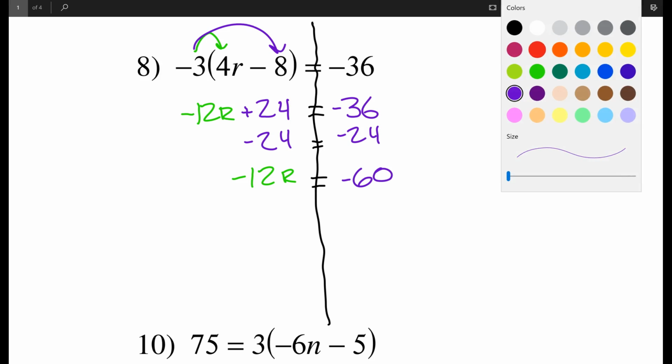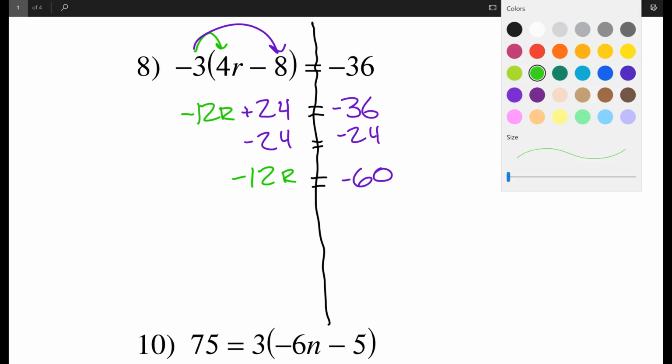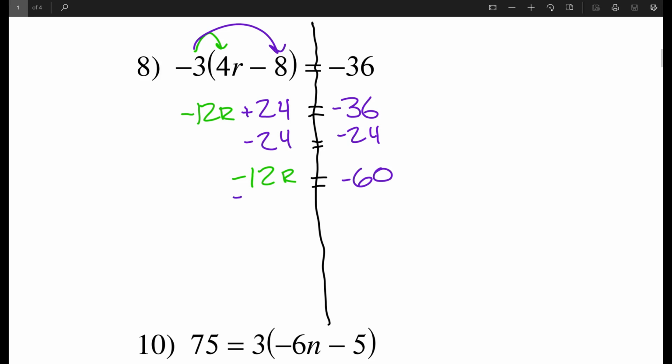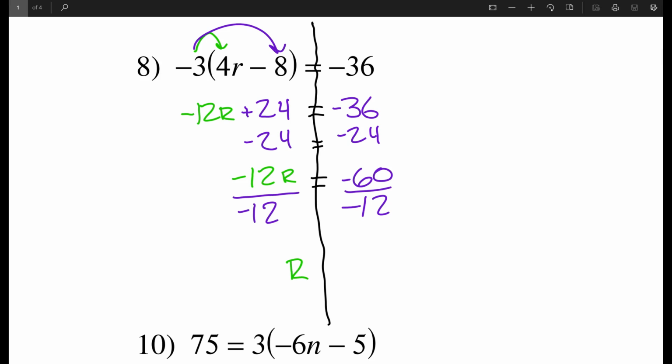I then need to make sure that I am getting all of my variables on one side. This is perfect. I now have all my variables in green on one side and all of my constants in purple on the other side. Here's what I'm going to do now. In order to get rid of this multiplier, we're actually going to start treating this multiplier not as a variable anymore, because we're going to divide it away from the variable. That leaves me with r by itself.